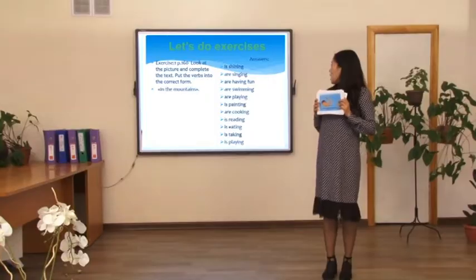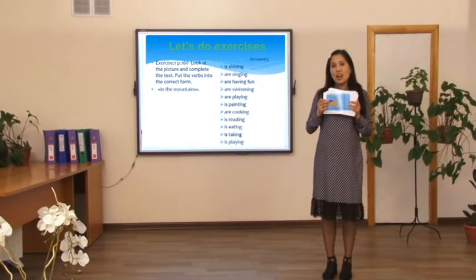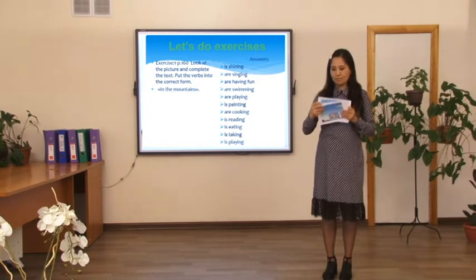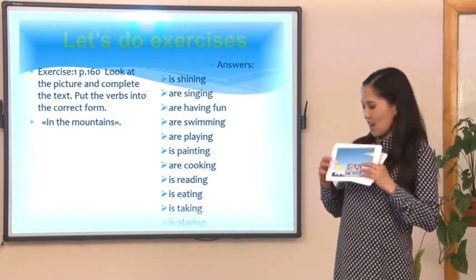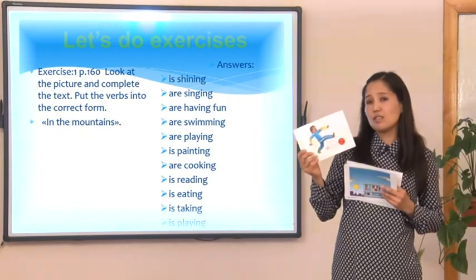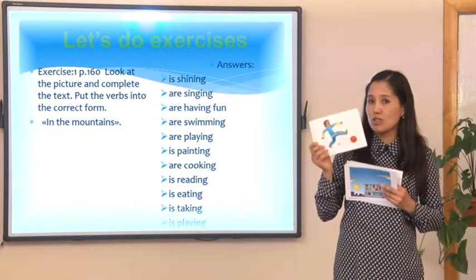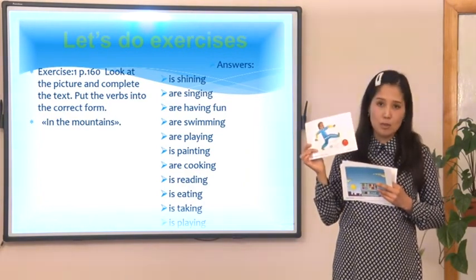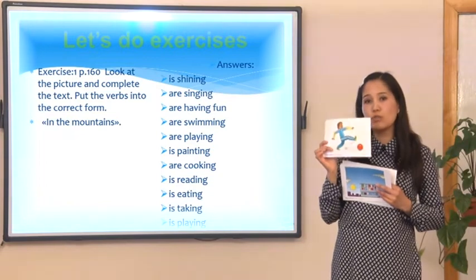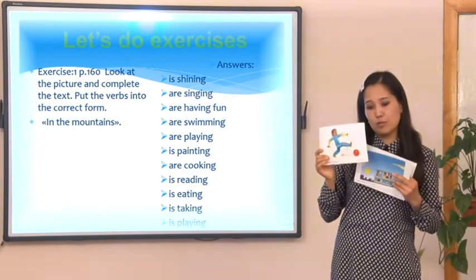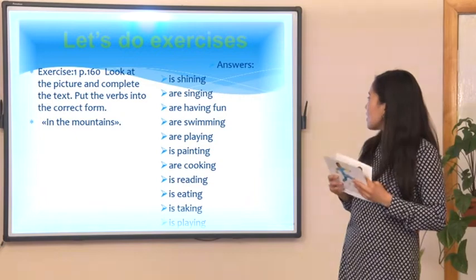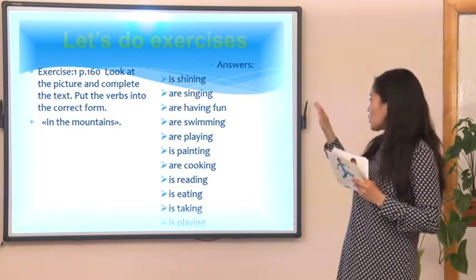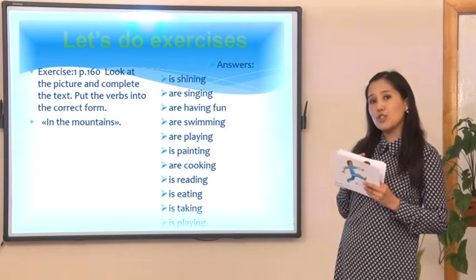Next, what are they doing? They are swimming. Next, what are they doing? They are playing or is playing. You should check with your books because here I have some examples for you like the picture, but in your books it may be a plural form. Just check it. Next, they are painting or is painting. We always use to be and the verb with ing form.